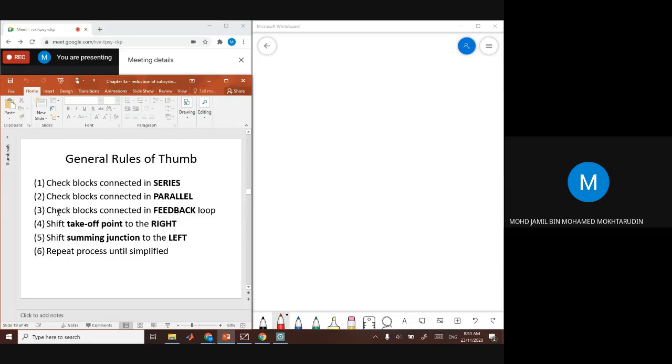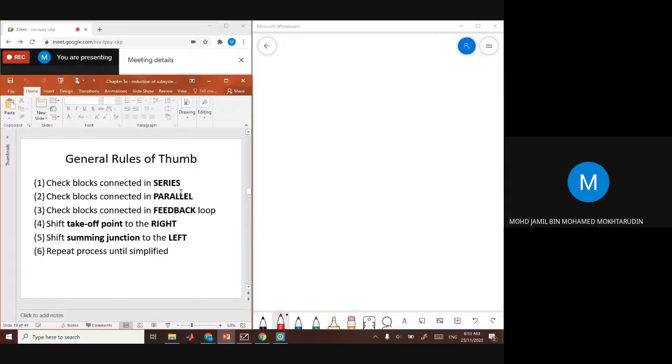If none of these are there, then you need to start thinking about shifting the pick-off point first, okay? Pick-off point to the right. After that, if you cannot shift the pick-off point, then try to shift the summing junction to the left. So after all this, you need to repeat the process until you simplify the block diagram, okay?